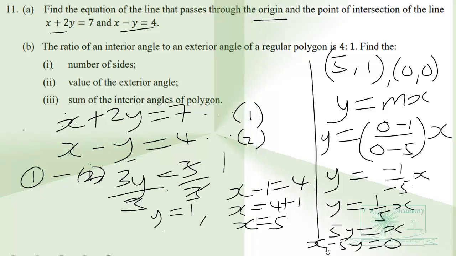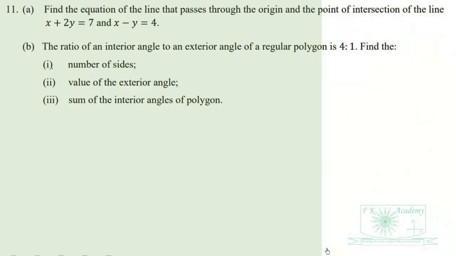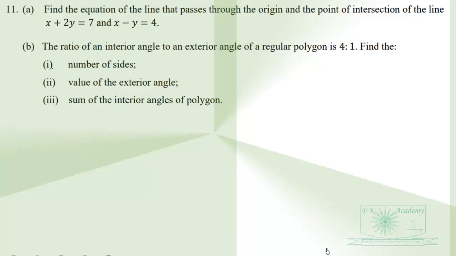Now let's look at the B part of the question. It says that the ratio of an interior angle to an exterior angle of a regular polygon is 4:1. Find the number of sides, the value of the exterior angle, and the sum of the interior angles of the polygon. So let's begin.